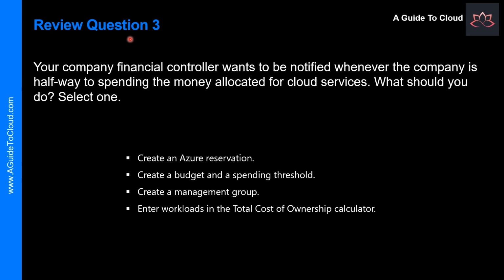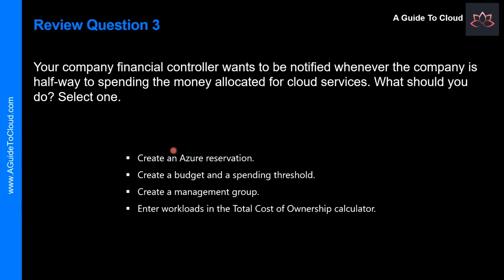So let's look at the third question. Your company financial controller wants to be notified whenever the company is halfway to spending the money allocated for cloud services. What should you do? And you need to select only one answer. All right, so the key over here is you need to have a mechanism to notify your financial controller whenever you are nearing your spending limit.